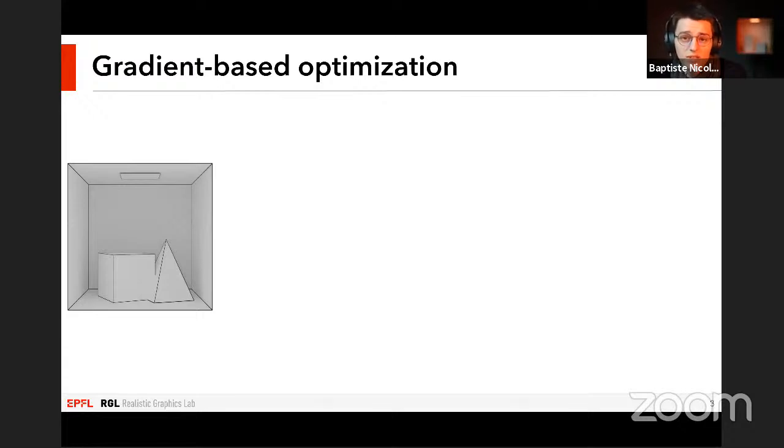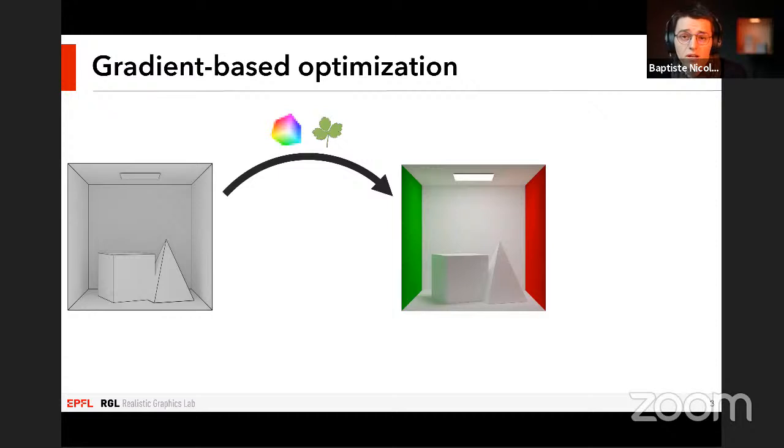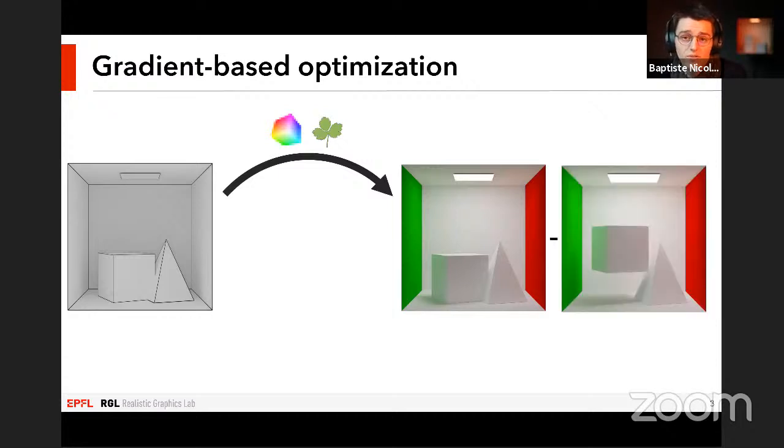Starting from a 3D scene, we render it with a differentiable renderer, and then compute an error based on a reference rendering. We then use automatic differentiation to backpropagate the derivative of this error to the input parameters. We can then take a gradient step to update the scene and iterate until convergence.